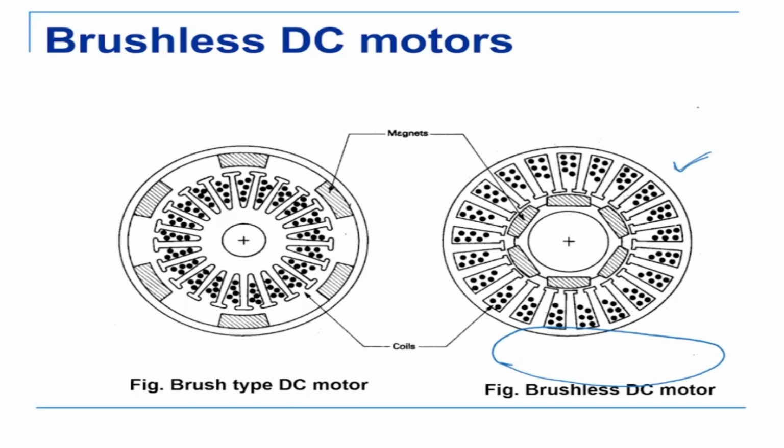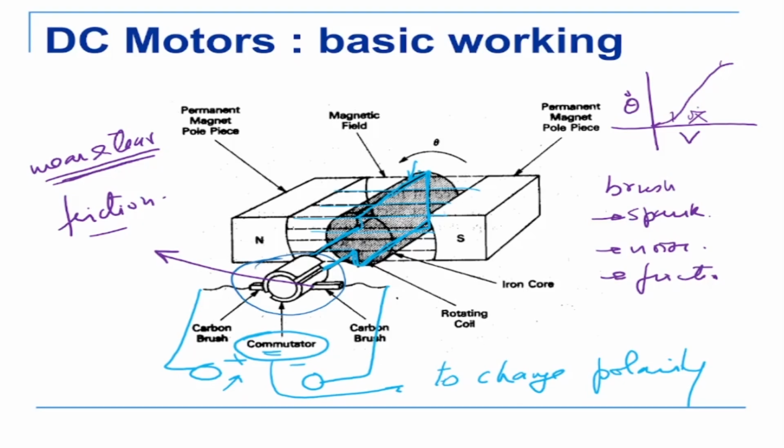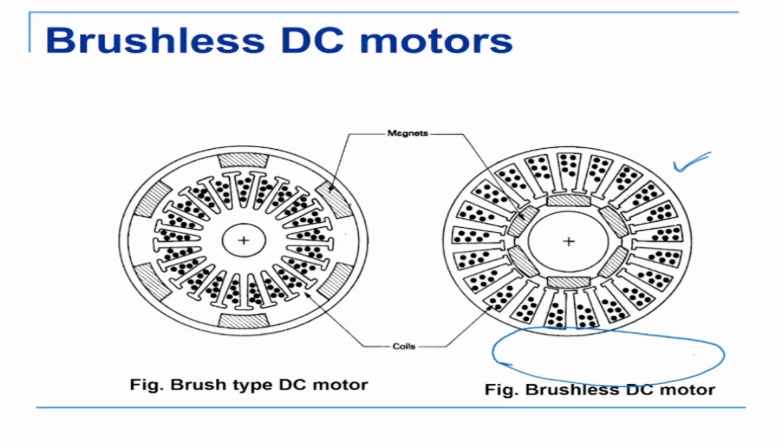What is the basic difference? Let's go back here again. In the brush motor, we see that the coil is the rotor, and the permanent magnet is outside. So this is a brush type motor, in which case the coils are inside and the permanent magnet is outside. But in the case of a brushless DC motor, the coils are outside on the stator, and the magnet, these are strip magnets, is inside on the rotor.